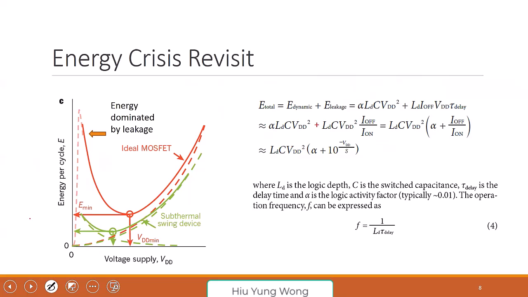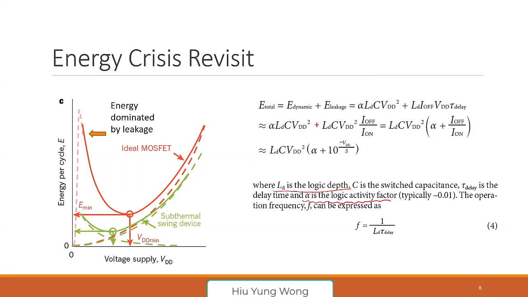Total energy consumption is the dynamic one, that what I said earlier, CV square, and also the leakage, I off times VDD. Here is more complicated. It talks about alpha, which is the logic activity. If there's no switching, you're not consuming any dynamic power. It also gives you the logic depth, right? If your logic has many depth, then of course you increase the consumption. It's just saying that you have a train of inverter or NAND gate or whatever, okay?